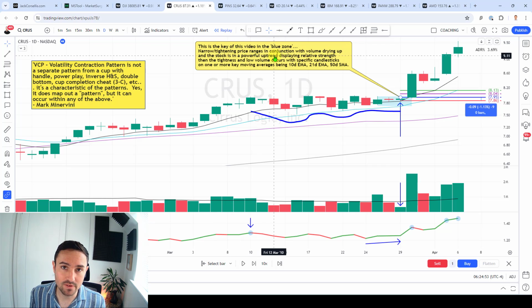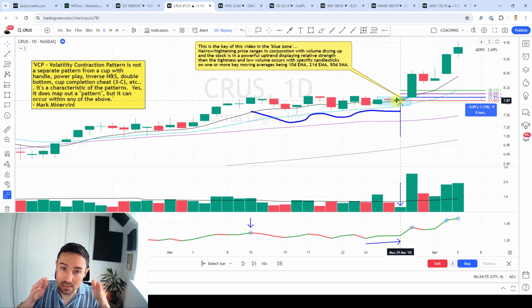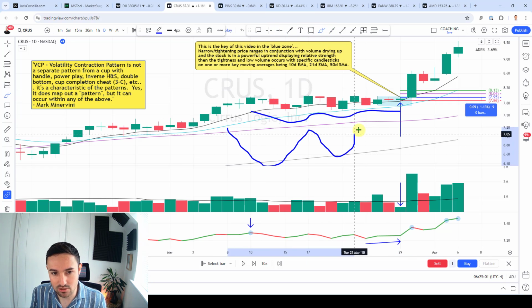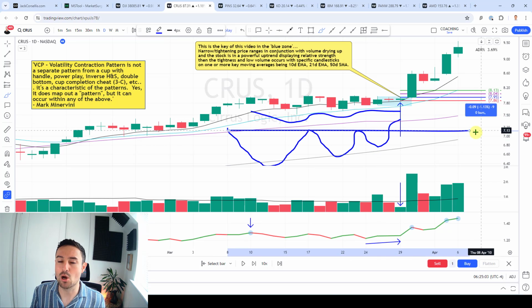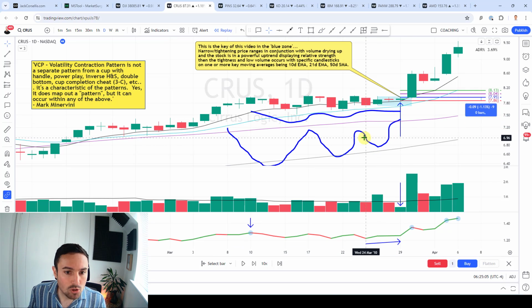This is the key of this video, in the blue zone. This is what I want you to start training your eyes to. A lot of you will be thinking, well, I just look for one contraction, two contractions, three contractions, then I just buy it there. Not so fast. Slow down a little bit, okay?